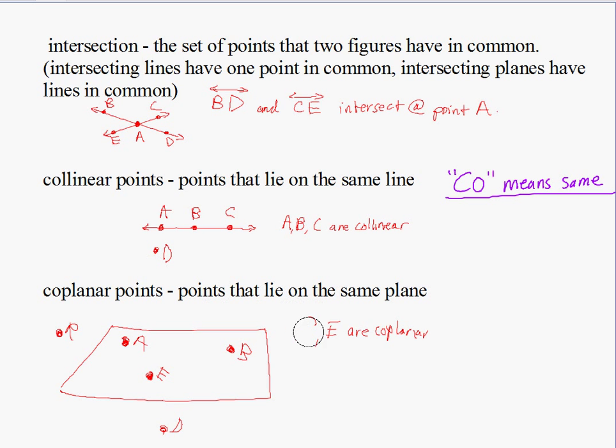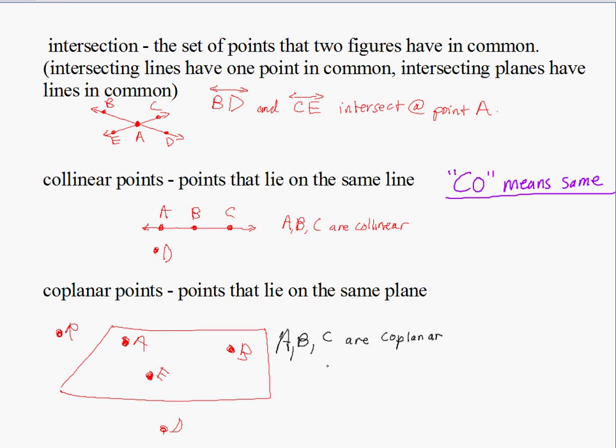Finally, we have here, and that's some ugly writing, coplanar. Same thing, same idea. We're saying that points that lie on the same plane. So as we look at this flat surface, okay, we have 3 points that are on the surface, a point down here at the bottom that's not on that surface, another point right here that's not on this surface. So if you wanted to just be specific, you would say A, B, and C are coplanar. Okay.